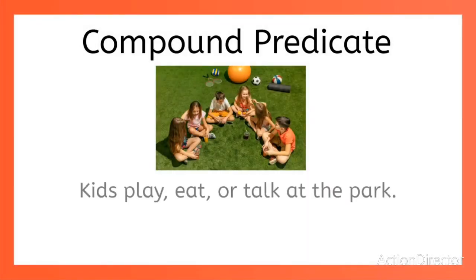Okay, one more. Let's look at this sentence. Kids play, eat, or talk at the park. Remember, a compound predicate contains two or more verbs or verb phrases. The subject here is kids, and what do the kids do? Kids play, kids eat, or kids talk at the park. Notice that the word or is the coordinating conjunction, joining these three predicates to their one subject. Also notice that when we have more than two verbs, we use commas to keep them separate.